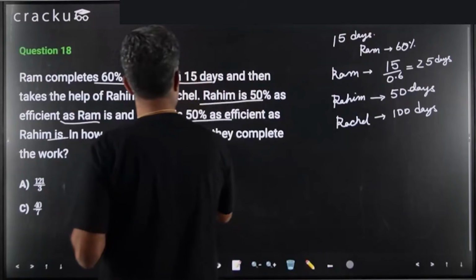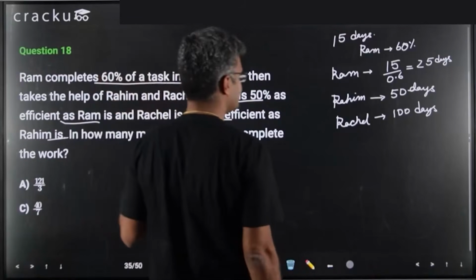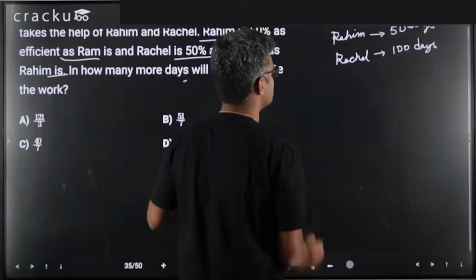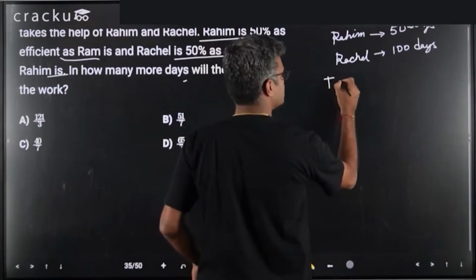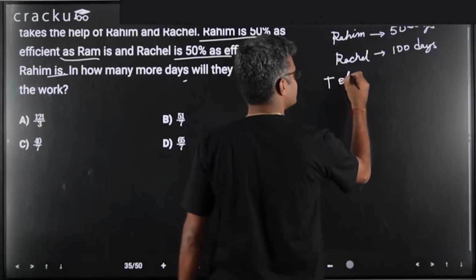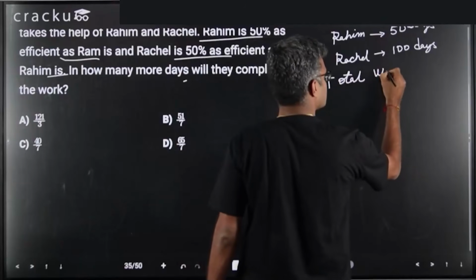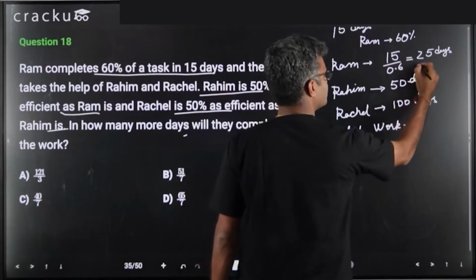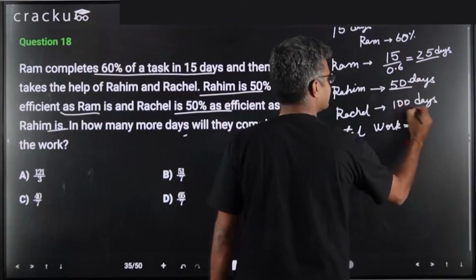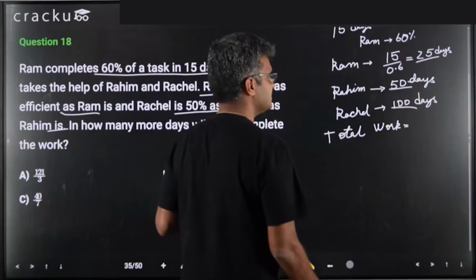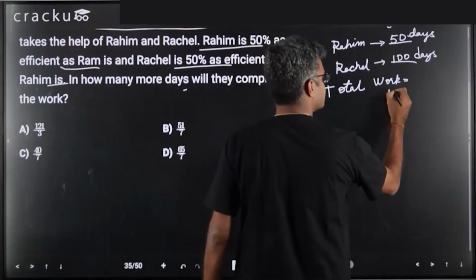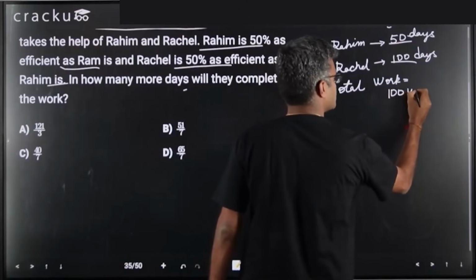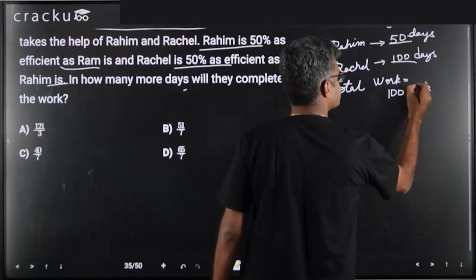Now, how many more days will they take to complete the work? Before we calculate it, let us first try to make a guess on what is the total work that needs to be done. Total work that needs to be done, we can assume to be any number, but we'll assume that to be a multiple of 25, 50 and 100. Then the calculations become easy. The smallest such multiple is 100. So let us assume that the total work that needs to be done is 100 units.